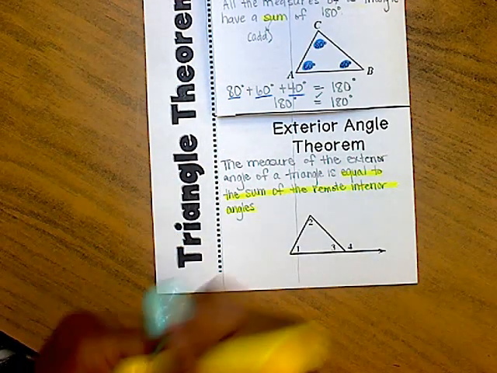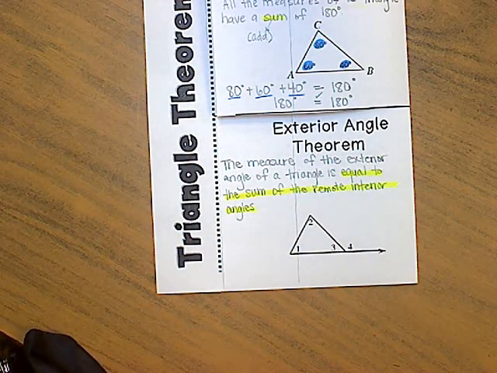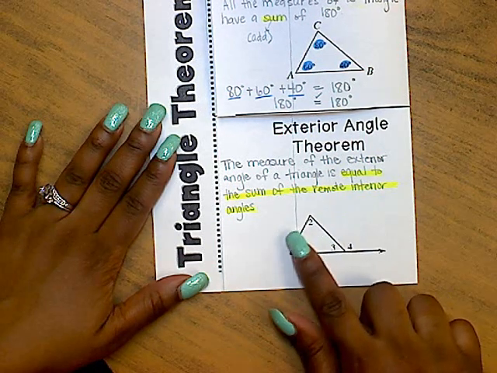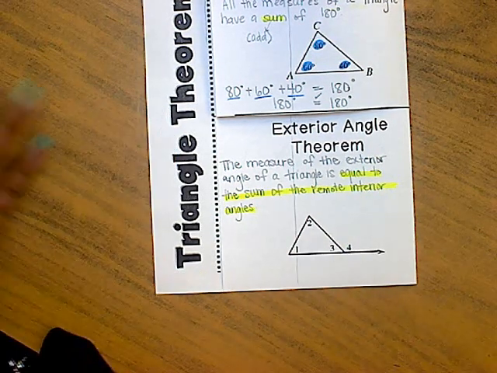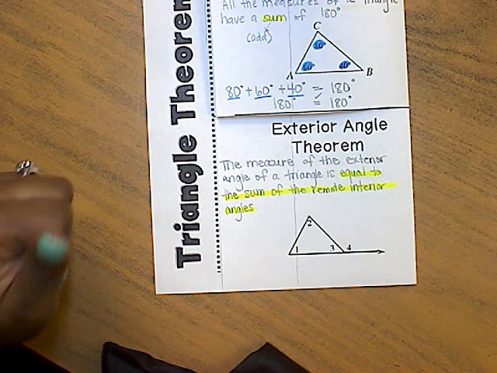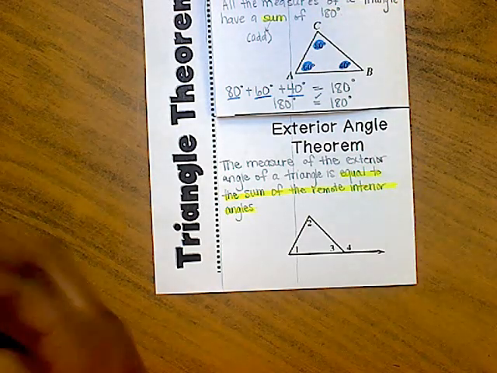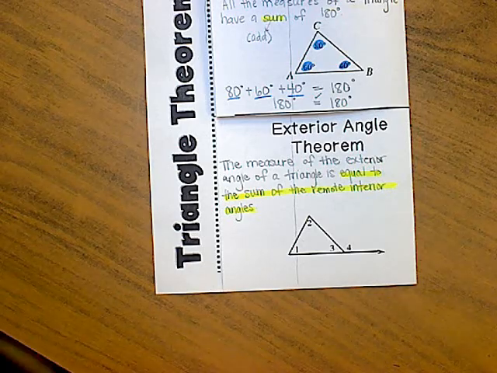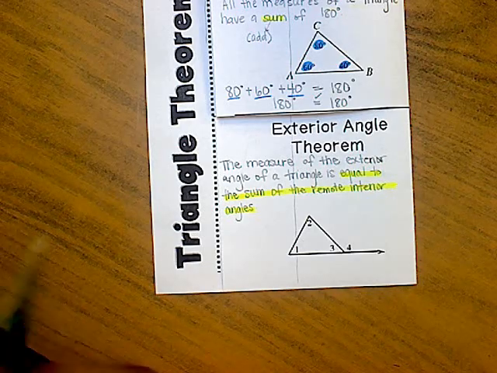So remember, remote interior angles, we did that definition above in our notebook. These remote interior angles are opposite of our exterior. So we're just going to make those colorful. I want a different color, so give me a second. We're going to do a green here.